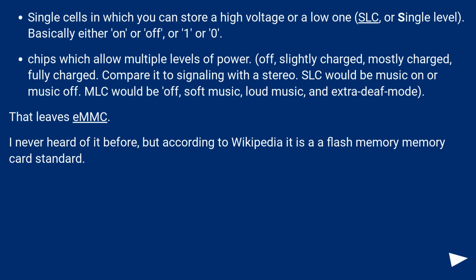single cells, in which you can store a high voltage or a low one, SLC, or single level. Basically either on or off, or 1 or 0. Then there are chips which allow multiple levels of power: off, slightly charged, mostly charged, fully charged. Compare it to signaling with a stereo. SLC would be music on or music off. MLC would be off, soft music, loud music, and extra loud mode.